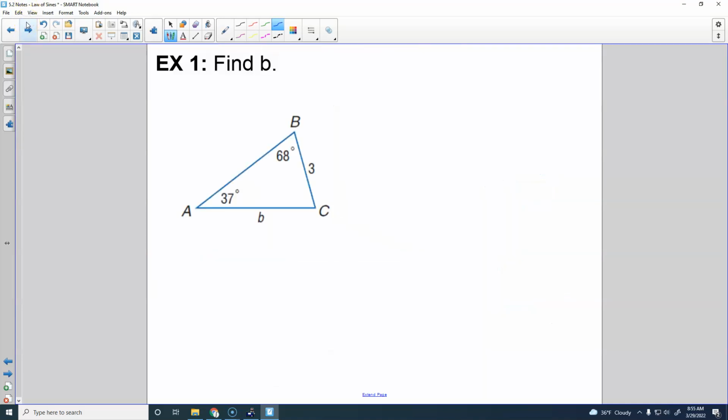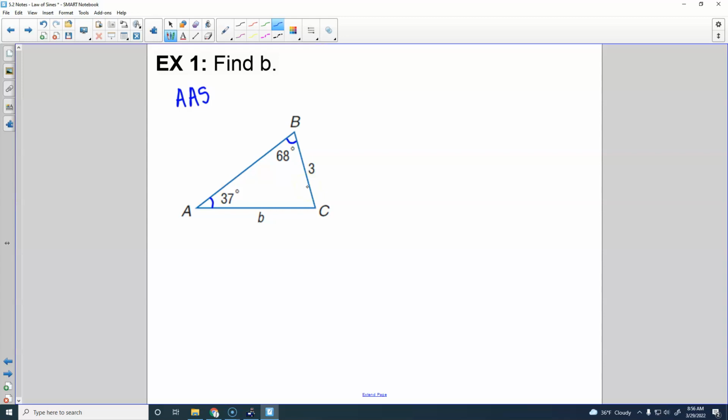Here's our first problem that we're going to do. I have two angles, and I have one side. So I've got angle, angle, side. That side is not between the two angles. When it's between the two angles, we'd call it angle, side, angle. This is angle, angle, side.